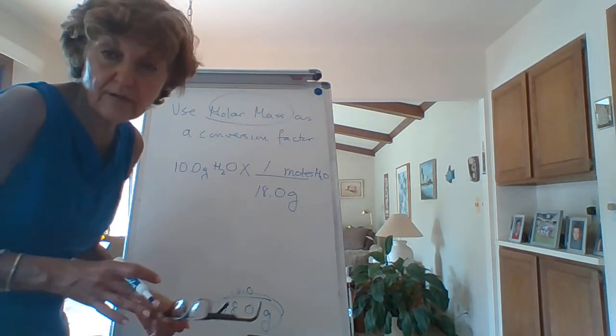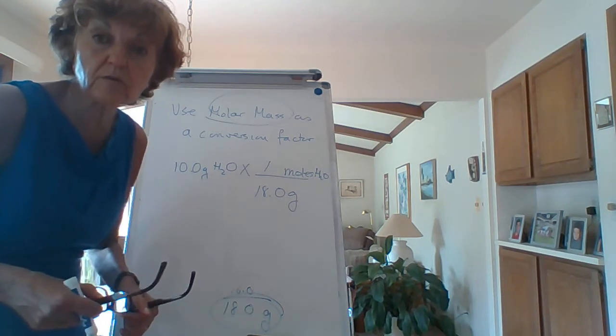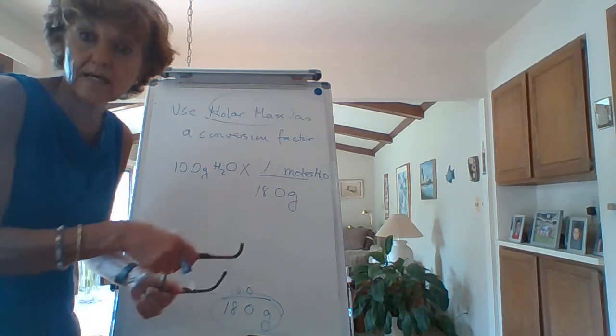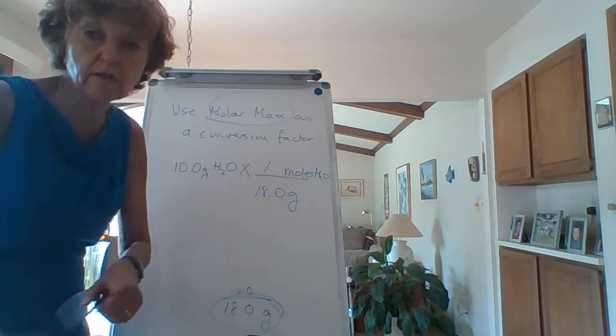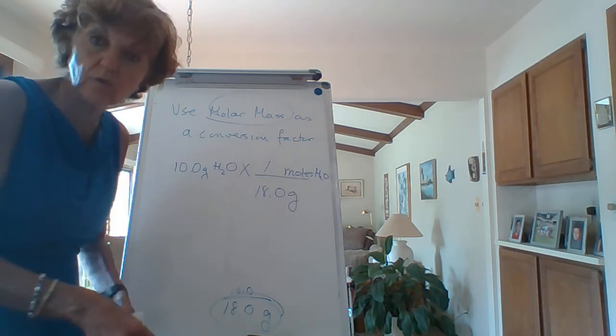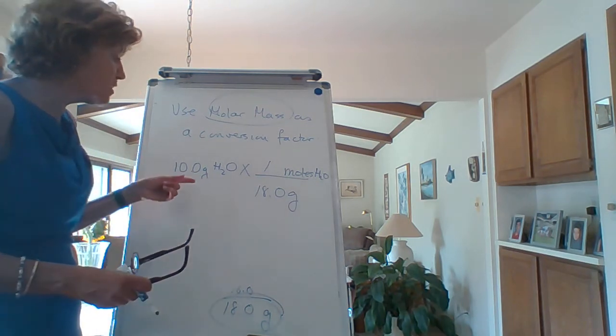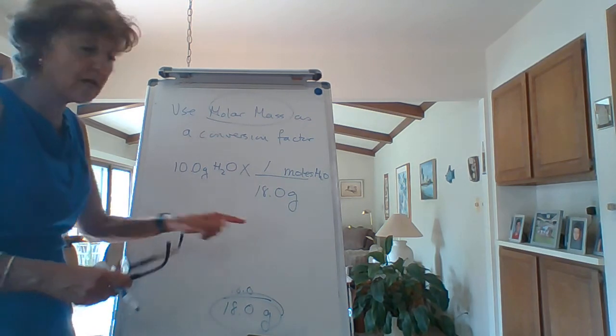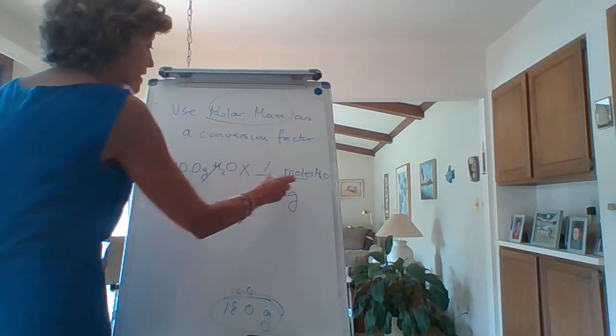Notice I did not use Avogadro's number here. Avogadro's number is used when you're converting, like I said, moles to molecules, molecules to moles, atoms to moles, stuff like that. But when you're given mass, you have to use molar mass. All right, so we can cancel out the grams.